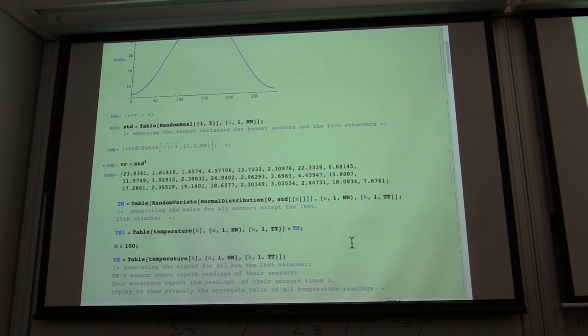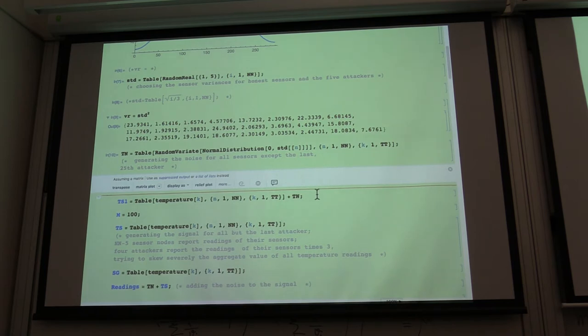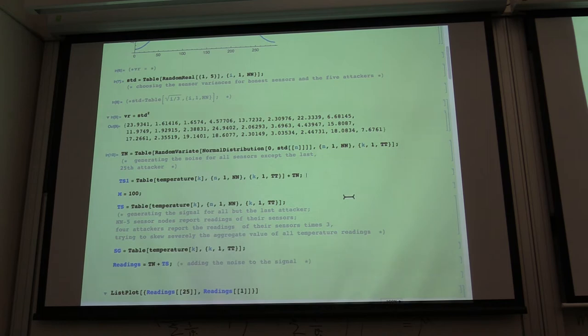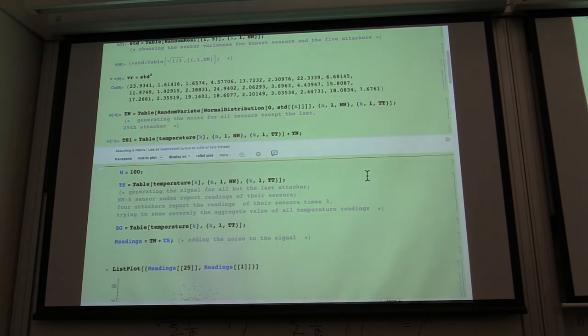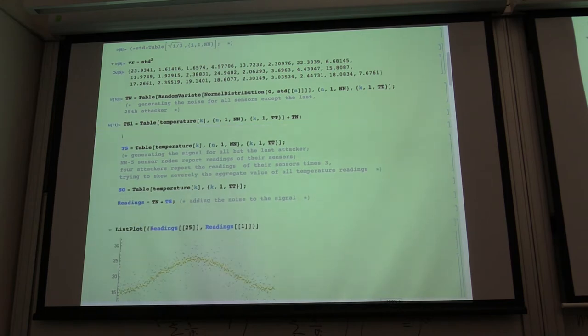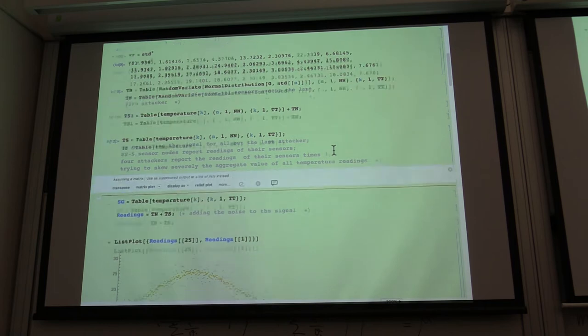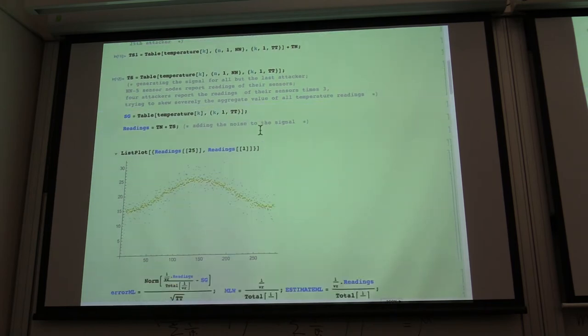Then to the true values we add randomly produced noise with the corresponding variances. This is the index of the sensor, and this is the timestamp of the measurement out of 288. You produce the temperature by adding to the true temperature the random normally distributed error of each sensor. TS1 is the noisy signal and TS is the true signal. SG is just the table of all temperatures.